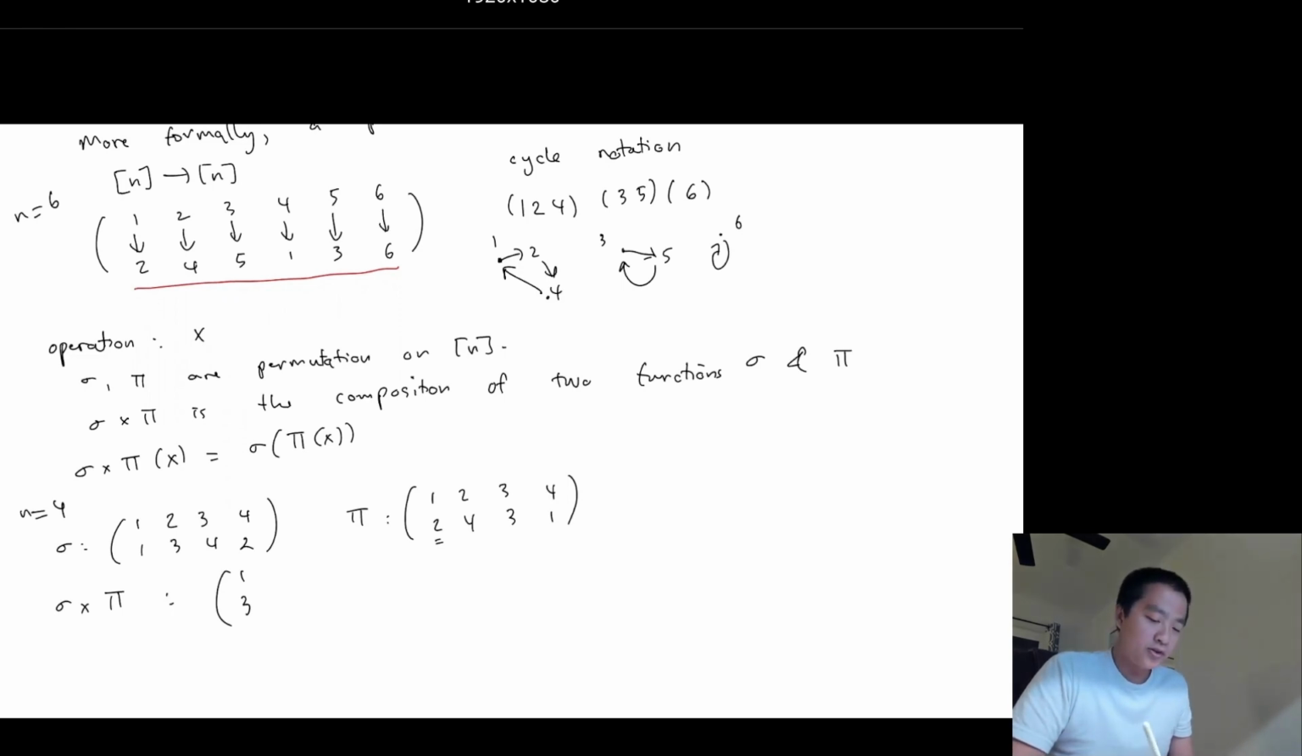Again, 2 is mapped to 4 by pi, and 4 is mapped to 2 by sigma, right? So 2 is mapped to itself in this composition function. 3 is mapped to 3 by pi, and 3 is mapped to 4 by sigma. Okay, so 3 is mapped to 4 here. Okay, so again you can repeat this, 4 to 1 and 1 to 1, right? So this is when we define these operations as the composition of two functions.